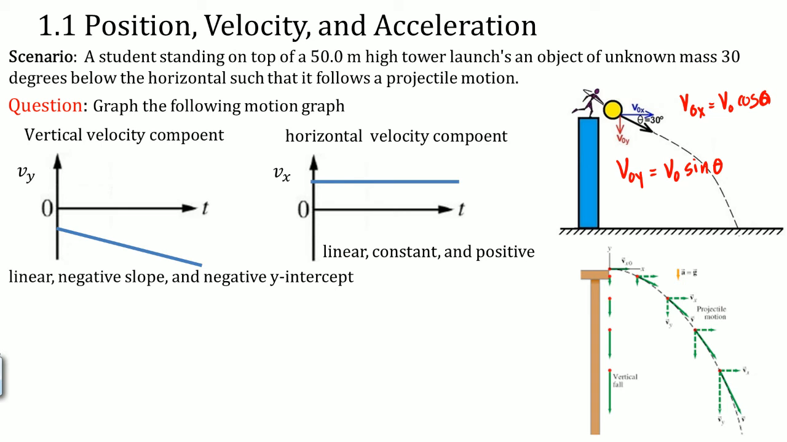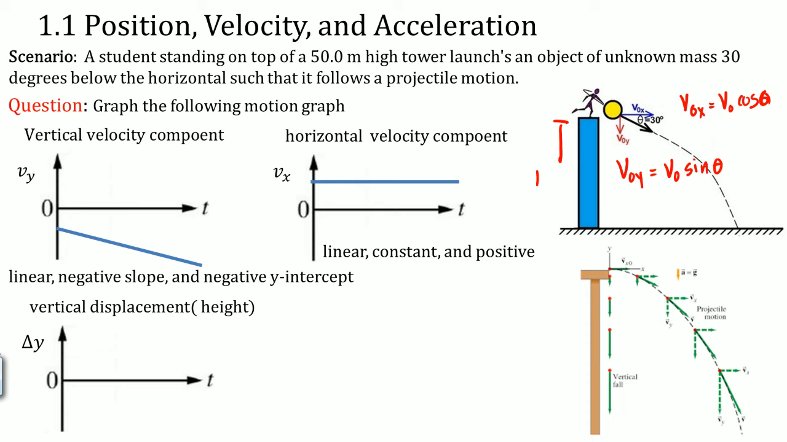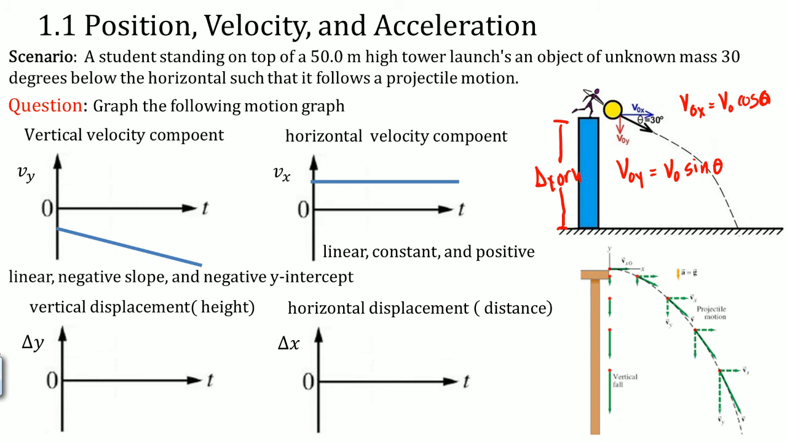The next part, it asks you to graph the vertical displacement, which is height, delta y, or h for height, and then the horizontal distance, which is delta x, or d, right here. The horizontal displacement is a linear positive slope with a 0 y-intercept, because here it starts off at 0 and it increases linearly as time goes on.